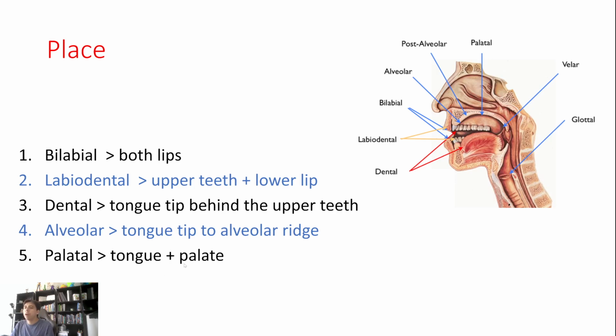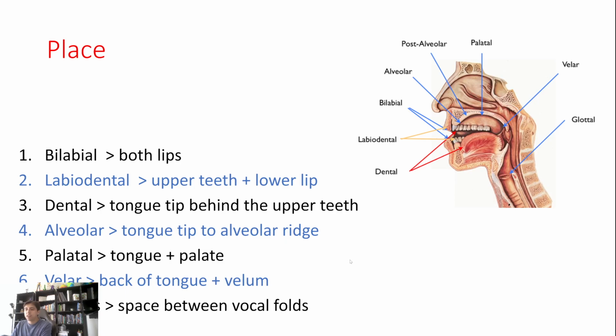Okay, the next one is the velar. Here we have sounds like when you say kangaroo, the first sound is going to be velar. Okay, the back of your tongue and the velar. And glottals is just the space between the vocal folds.